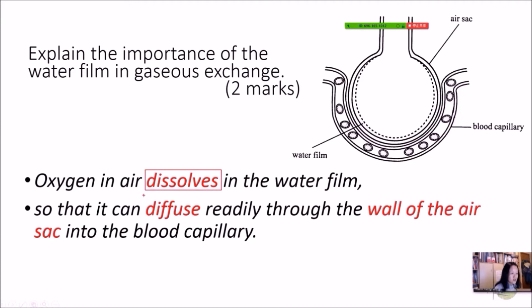Next one, the keyword is diffuse. After dissolving into the water film, it can diffuse through two walls. One is the wall of the air sac, the other is the wall of the capillary. We can diffuse through the wall of the air sac into the blood capillaries. Thin wall.